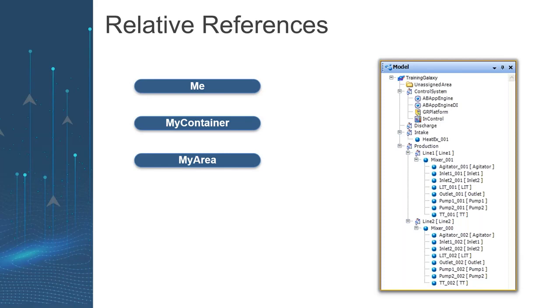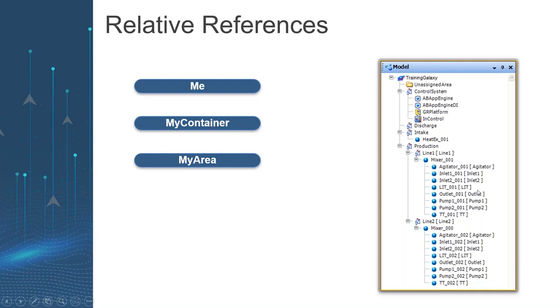This is regarding Me. MyContainer is for the case where, from any object, I want to reach the container of that object. For example, if I'm doing a script in this example in Agitator, and I want to read something from Mixer, or even from any object within this containment relationship, I can do it from anywhere. For example, from Agitator, MyContainer, which means the Mixer, dot, let's say, Pump1.Value.